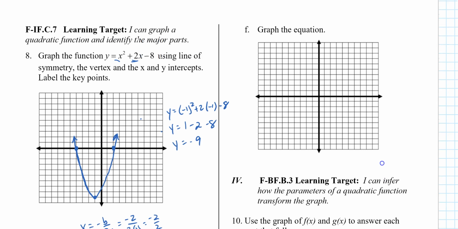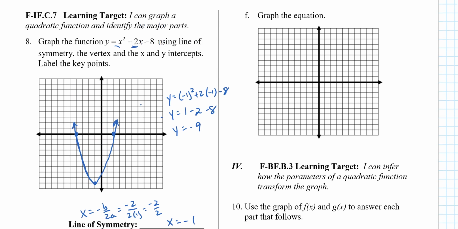Alright, and then F says to graph the equation again. Well, we already graphed this one earlier, so we're just going to graph it again. We have a 0 at 2. We have a 0 at -4. We have a vertex at (-1, -9). And we actually know one more thing about this graph. We know that it crosses the y-axis at -8. And there's our graph.